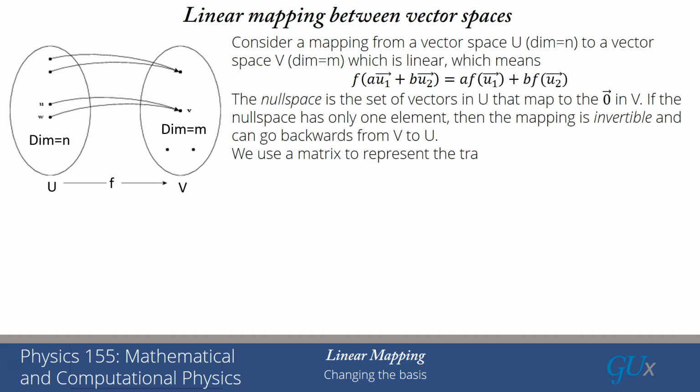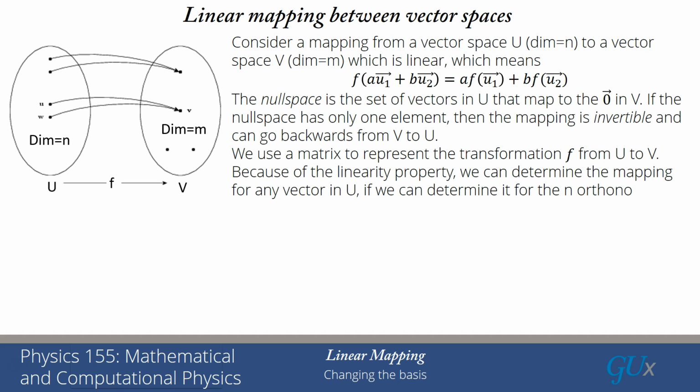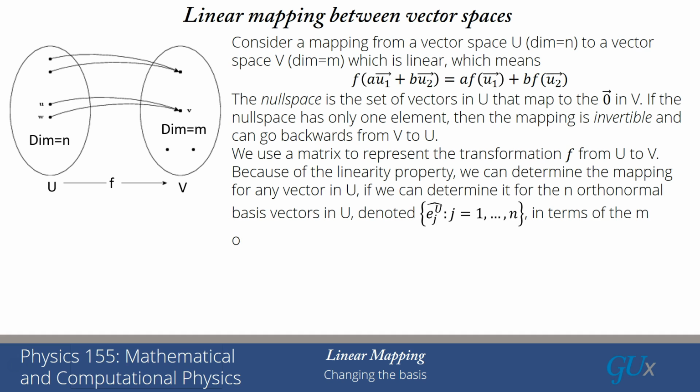We're going to use a matrix to represent this transformation, F from U to V, and because of the linearity property, we can determine this mapping for any vector in U if we can determine it for the n orthonormal basis vectors in U, which we denote e_j^U hat, with j going from 1 to n, in terms of the m orthonormal basis vectors for V, which are denoted e_i^V hat, i equals 1 to m.